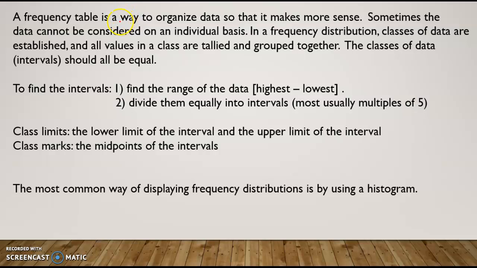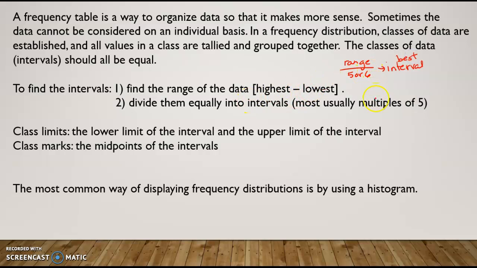A frequency table is a way to organize data so it makes more sense. To find the intervals, you find the range of the data, highest minus lowest, and then divide it equally into intervals, which are most usually multiples of 5. Since you want to have 5 or 6 different bars in this histogram, I would take that range and divide it by 5 or 6 to see what my interval would be. That usually gives you the best interval.